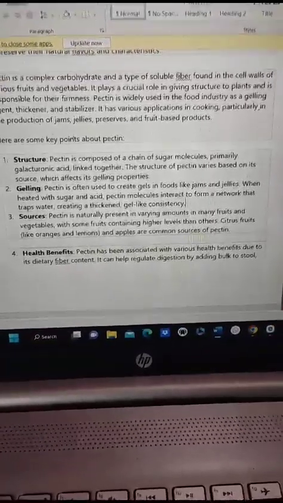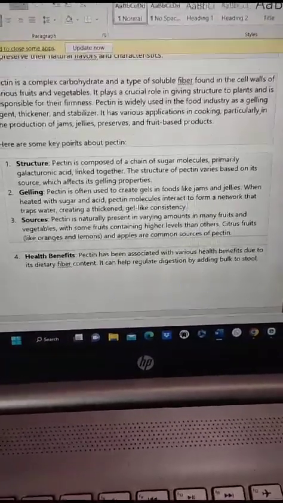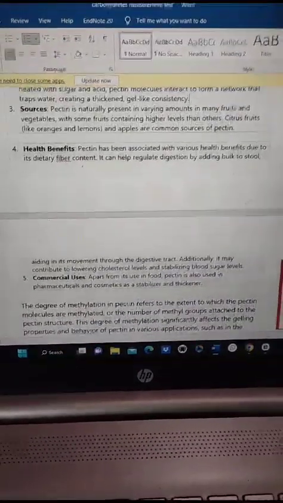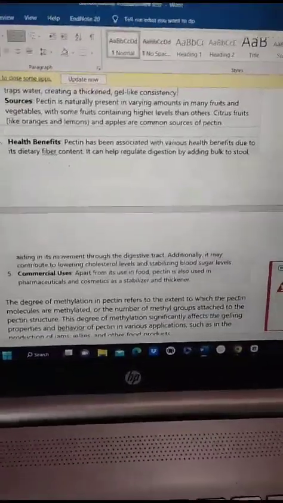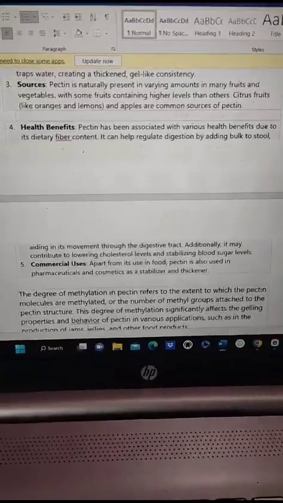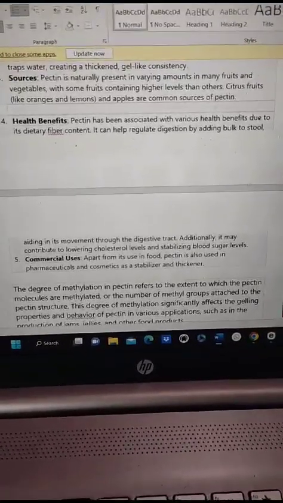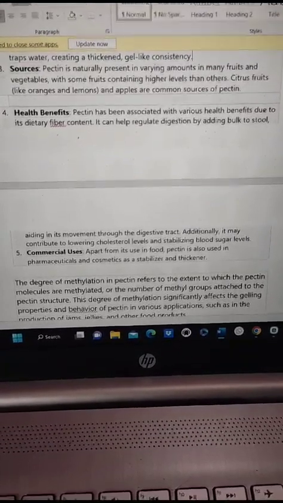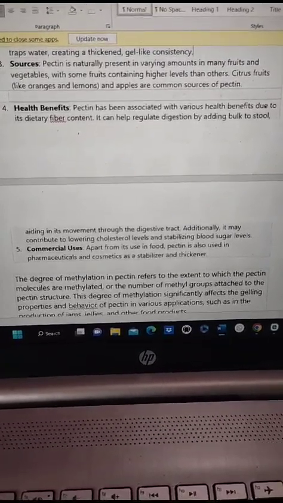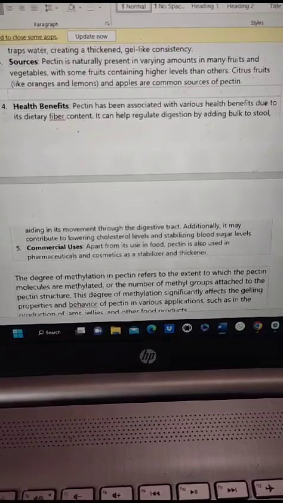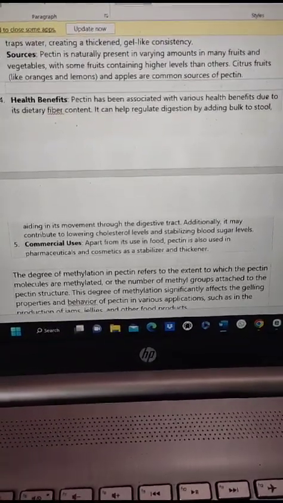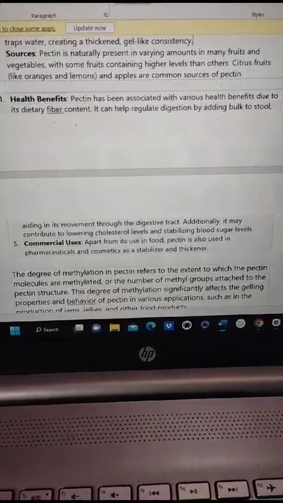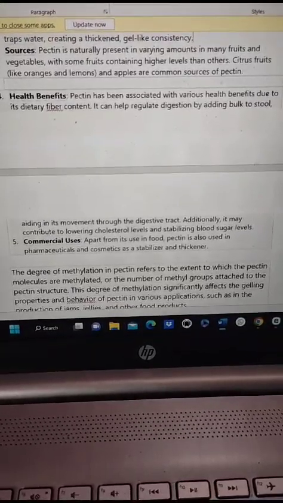Similarly, the health benefits of pectins are associated with its role as a dietary fiber. It helps regulate digestion by adding bulk to the stool, supporting movement through the digestive tract. Additionally, it contributes to lowering cholesterol levels in the body and stabilizing blood sugar levels.